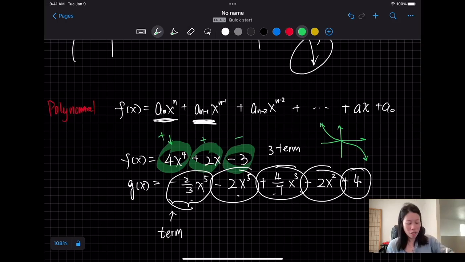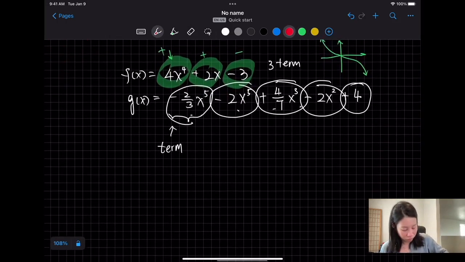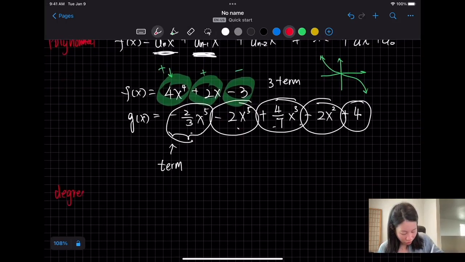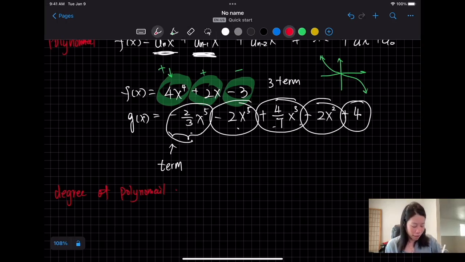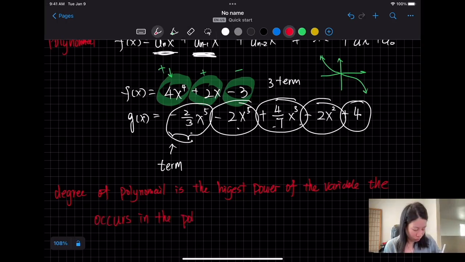Okay, so now the next concept is degree. What is the degree of a polynomial? Well, the degree of a polynomial is the highest power of the variable that occurs in the polynomial. I'm going to use this as a short writing of the polynomial.